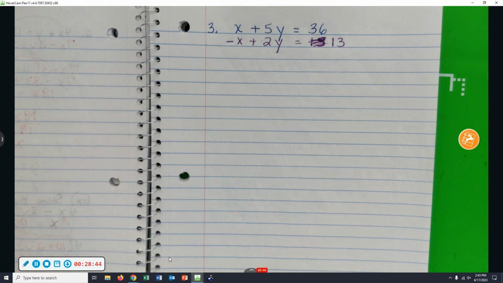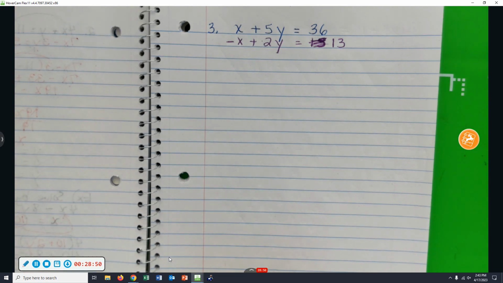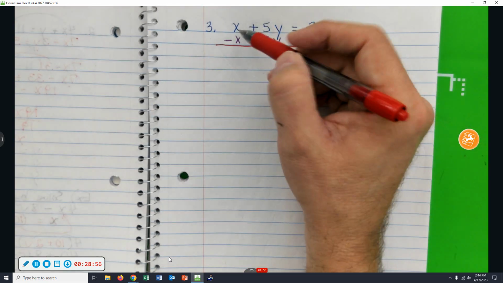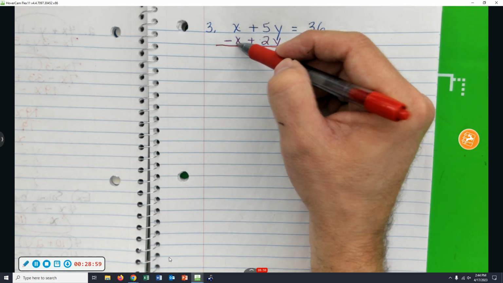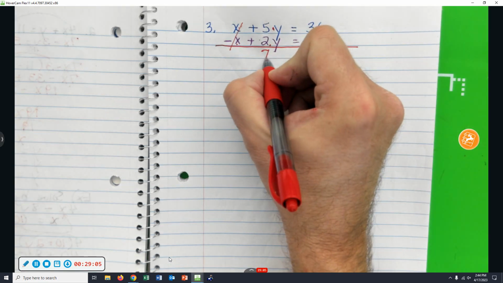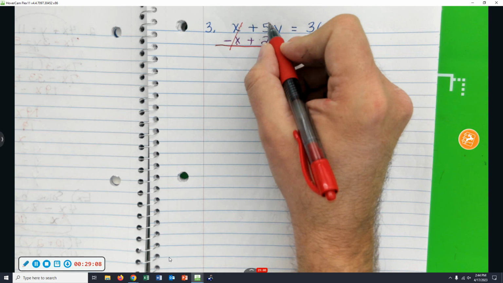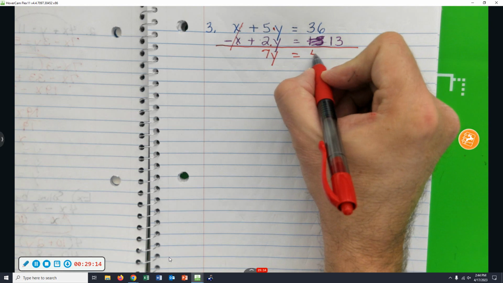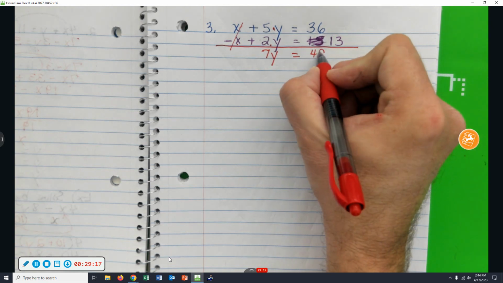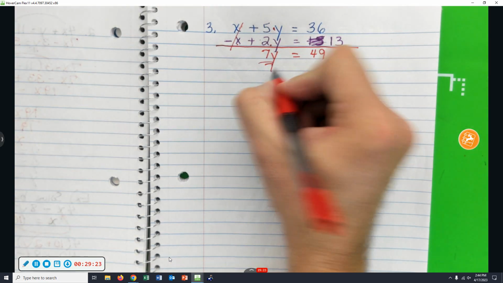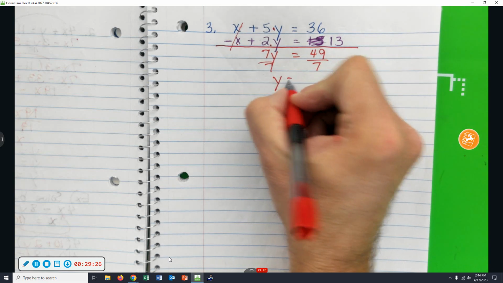With elimination, you just add vertically. Your goal is to get rid of one of the variables. We're going to eliminate the x by just adding vertically. x minus x, 0. 5y plus 2y, that's a 7y. 13 plus 36 is 49. And then divide both sides by 7. And we get y equals 7.